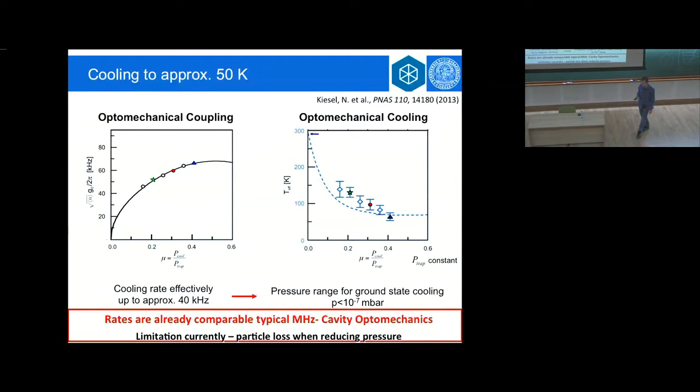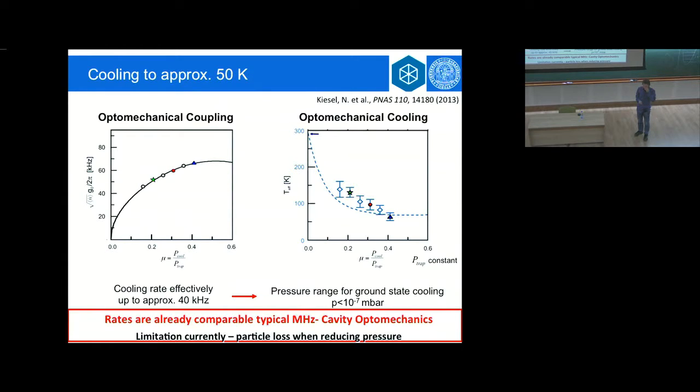Now the damping of the particles is linear in pressure, so one can immediately deduce that at a pressure of 10 to the minus 7 millibar, with the same cooling rate, and if we don't make any other technical problems, we would be cooling into the ground state, because the cavity in this experiment was already sideband-resolved. So the good news was that one just has to solve this problem with the pressure.